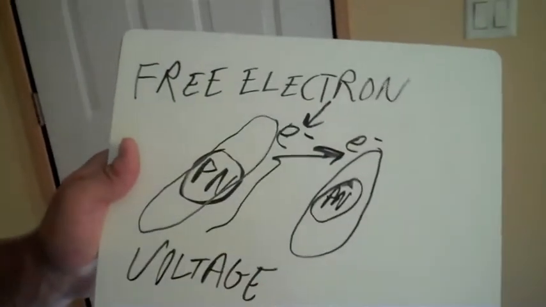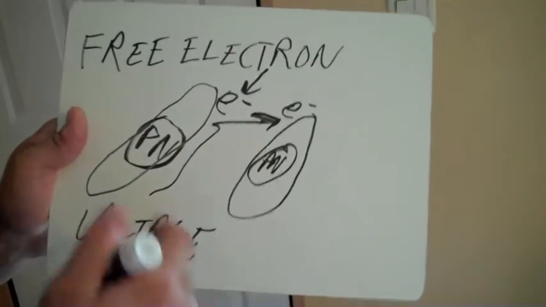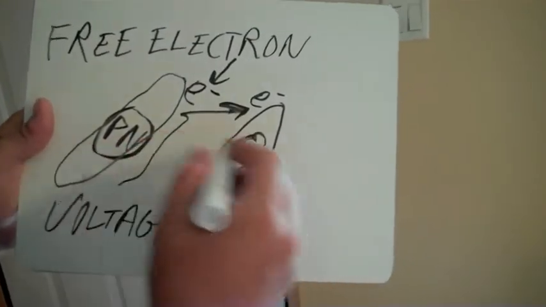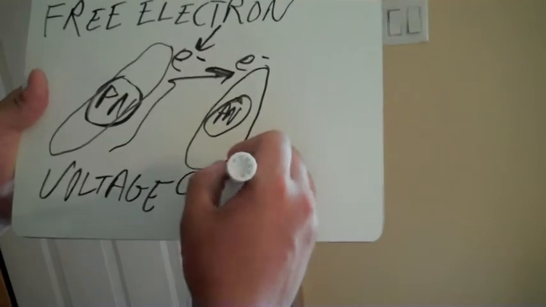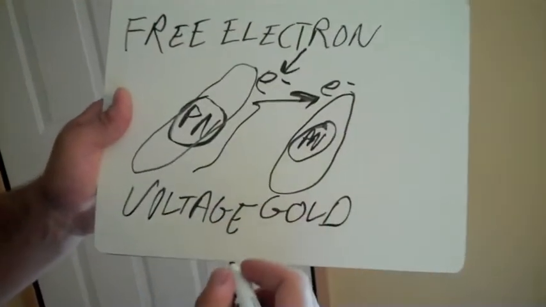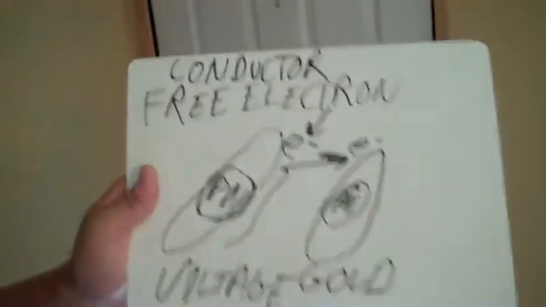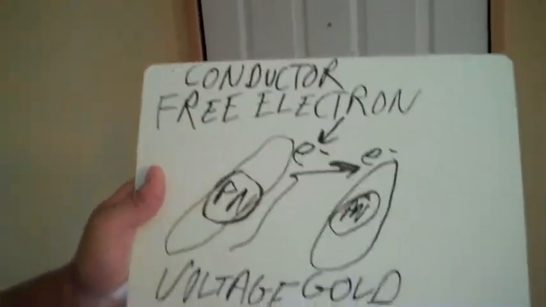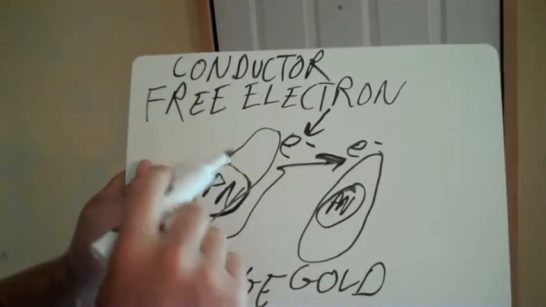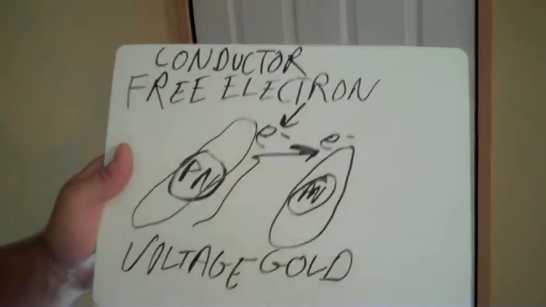So what we do with this is we call this a conductor of electricity. For example, if these were atoms that make up gold, gold is a conductor of electricity. So these are all called conductors. And let me write that up here. So a conductor has a free electron, and when we apply voltage or pressure, it gives these electrons a push over to the next atom, and we call that a conductor.